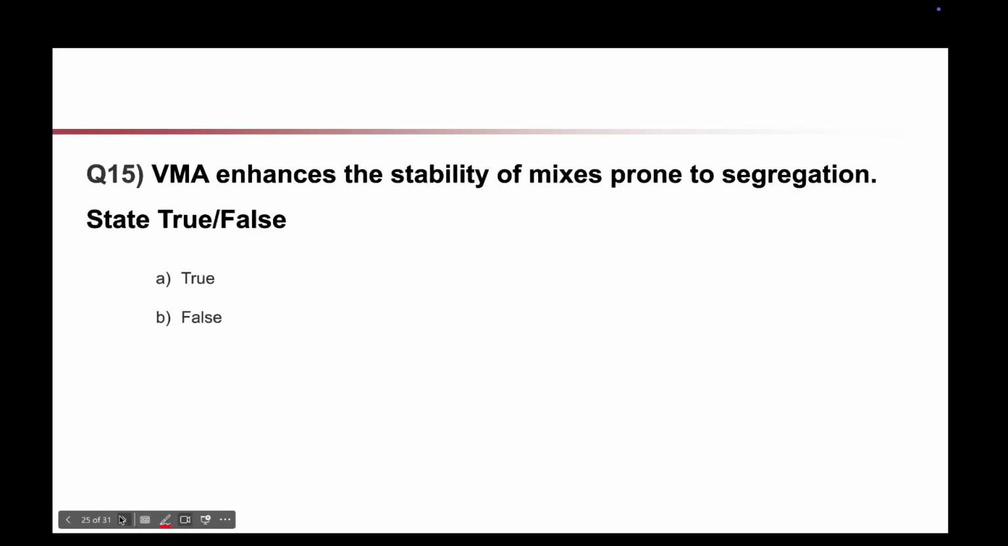Next question is, VMA or viscosity modifying agent admixtures enhance the stability of mixes prone to segregation. True or false? True. Correct. So what will viscosity modifying agents do? They will reduce the fluidity of your concrete. So what will happen? Your segregation will also decrease.